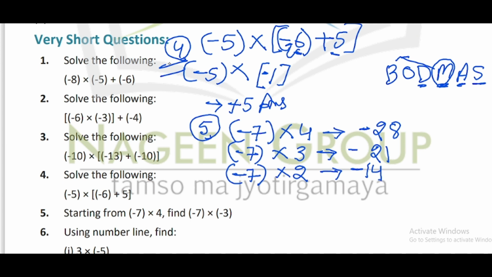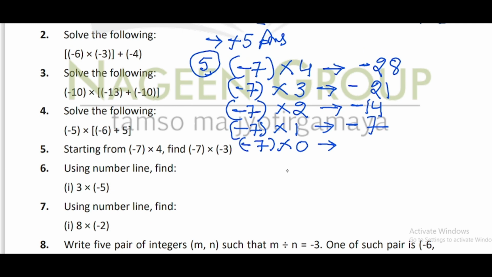Then minus 7 multiplied with 1. First we multiply the symbols, minus into plus, that is minus, and 7 into 1, that is 7. Let's see the next. Minus 7 multiplied with 0. Then any integer multiplied with 0 is 0. Then the next is minus 7 multiplied with minus 1.